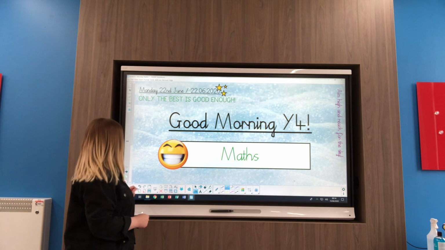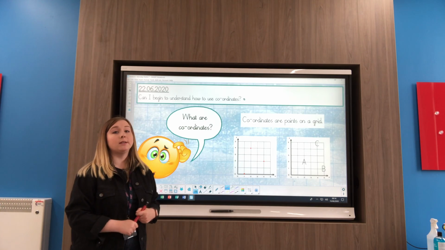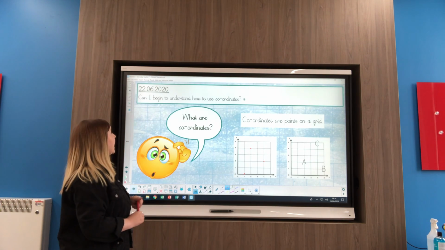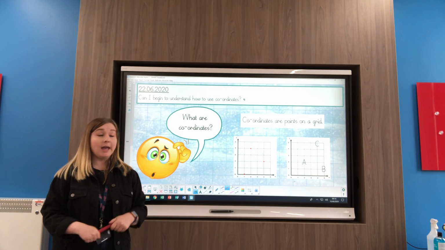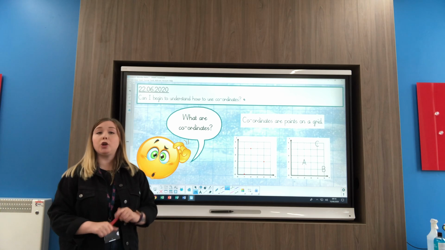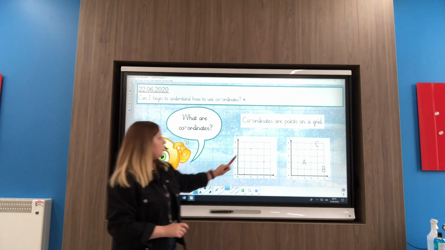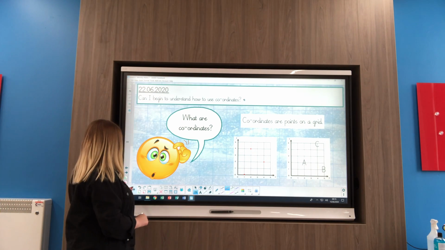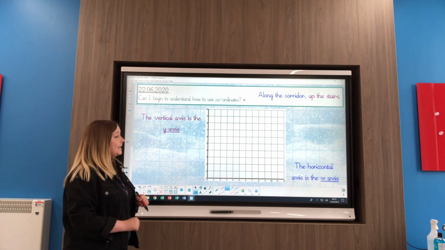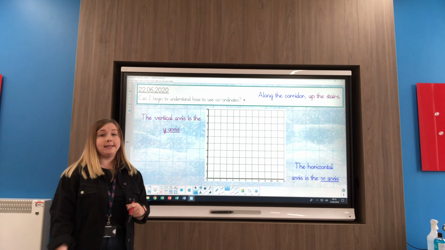This week in maths we're going to be learning about coordinates. So your learning question for today says, can I begin to understand how to use coordinates? And coordinates are points on a grid. They can sometimes be shown using dots, letters, or sometimes even pictures. And to find coordinates, there are a few things that we need to know.